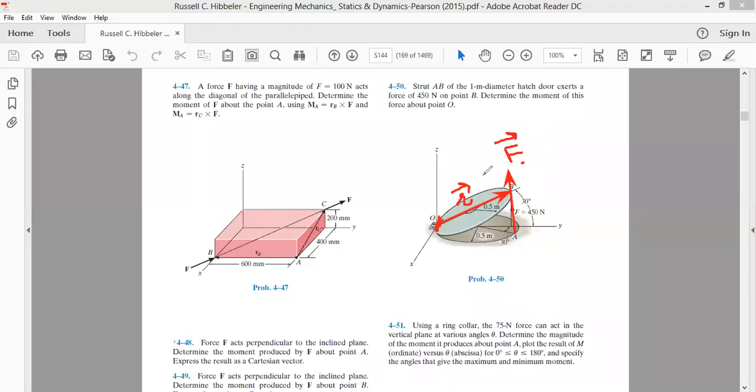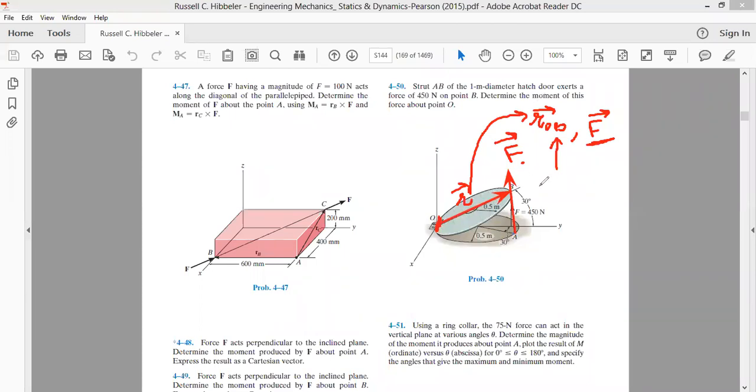We can also write this as radius vector R OB. We have to find this radius vector R OB. This is our first step. And we have to express this force F as a vector quantity. If we can express R OB in terms of X, Y, and Z coordinates, and if we can express F in terms of X, Y, and Z coordinates, then essentially we take the cross product between R OB and F. That will be the moment of this force about O.